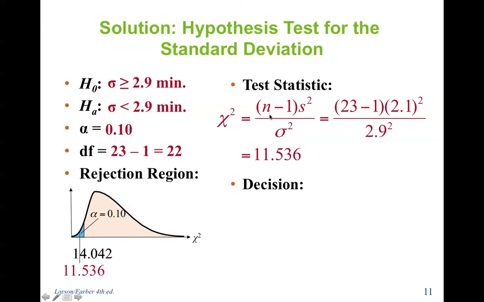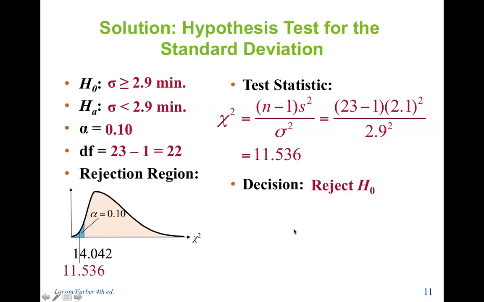So now let's do our test statistic. All right, n minus 1, s squared, sigma squared. 23 minus 1, because that's how many people. We found out when we did ours, it was 2.1 squared. You can see that in the problem. And they gave us the population standard deviation, so it was 2.9.